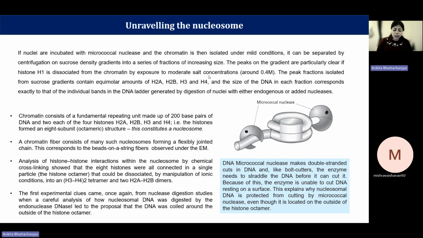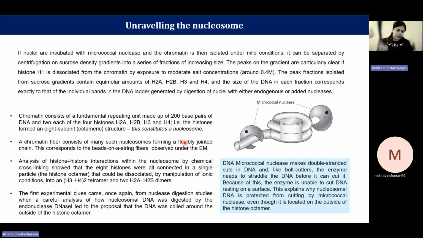These are some of the key hypotheses that were suggested by Kornberg. First, chromatin consists of a fundamental repeating unit, which is made up of nearly 200 bases of DNA. Usually it is expected to be somewhere around 160 to 170 base pairs in this range. And it also has these histone proteins along with it, H2A, H2B, H3, and H4. These histones form an octameric structure.